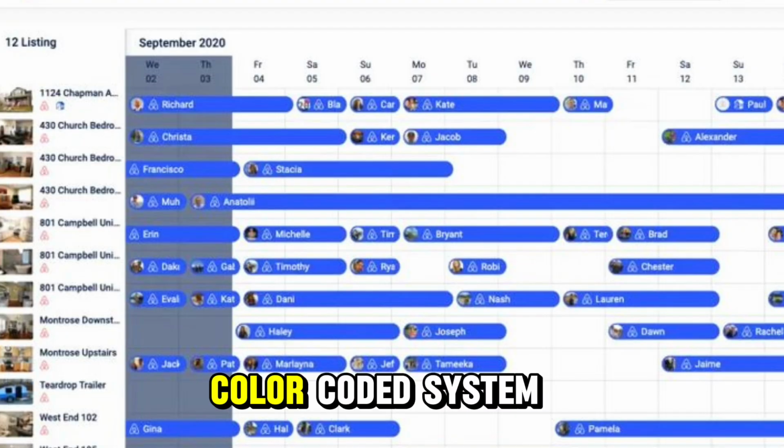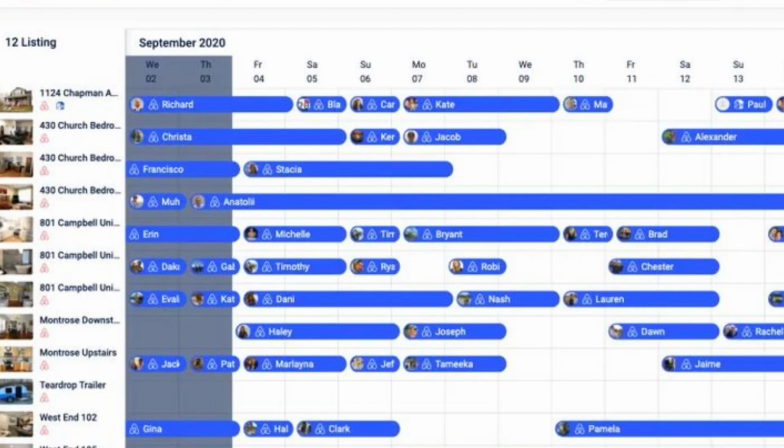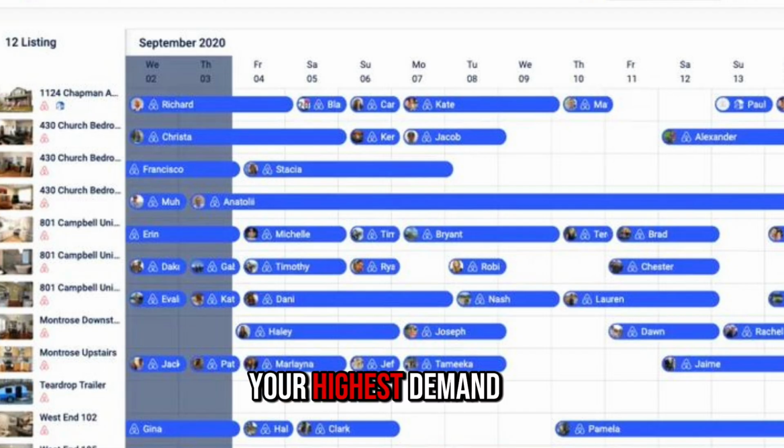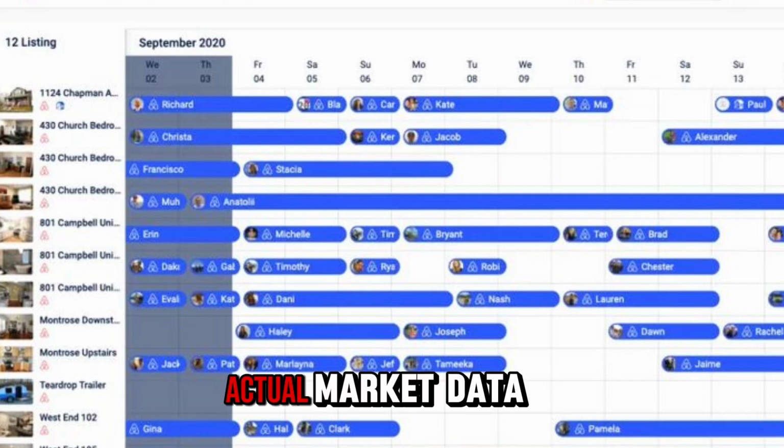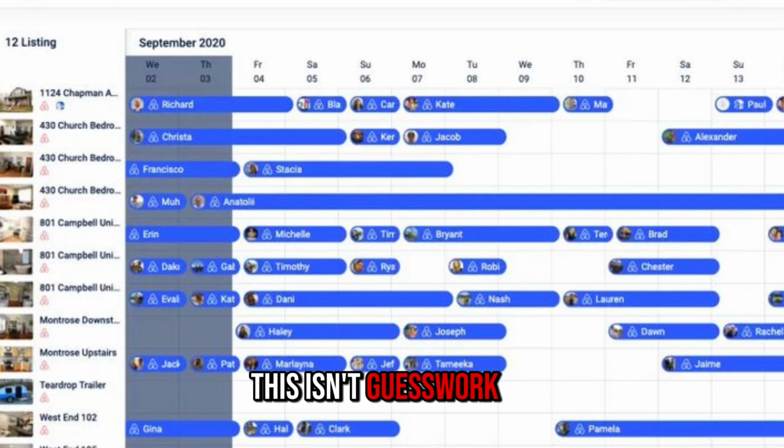You'll see a color-coded system on your calendar. Light green means low demand. Dark green is moderate demand. Light blue is high demand. And dark blue is your highest demand days. Now, these colors are based on actual market data. This isn't guesswork. PriceLabs is looking at what's happening across all the listings in your area.